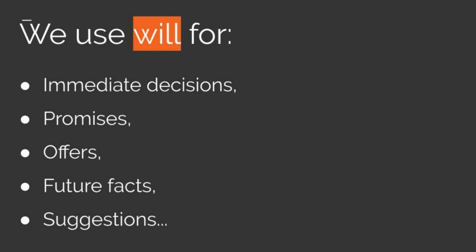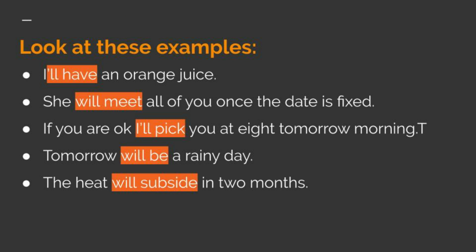Okay, let's look at some examples. I will have an orange juice. Though I'm going to take it now, the structure of the sentence uses the future tense. I'll, I apostrophe double L, is a short form of I will. So when you speak, it should be I'll have an orange juice. I'll have a pasta. I'll have 2 slices of bread.